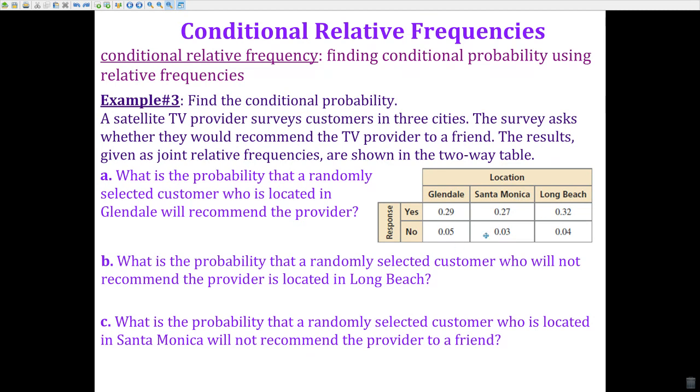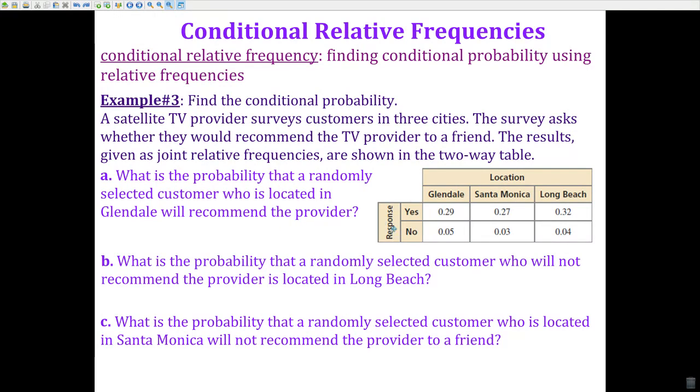Then the conditional probability: a satellite TV provider surveys customers in 3 cities. The survey asks whether they would recommend the TV provider to a friend. The results, given as joint relative frequencies, are shown in the two-way table. What is the probability that a randomly selected customer who is located in Glendale will recommend the provider?